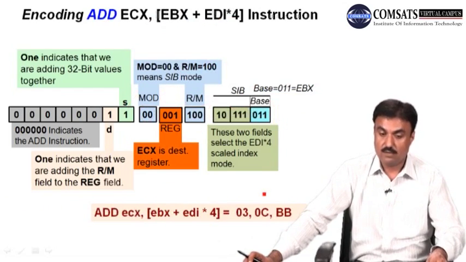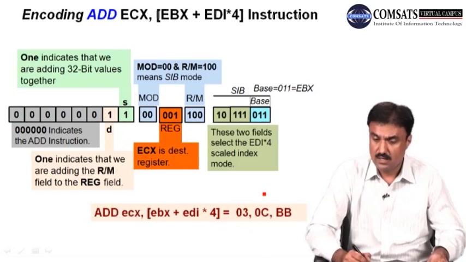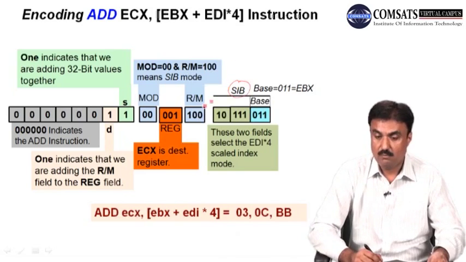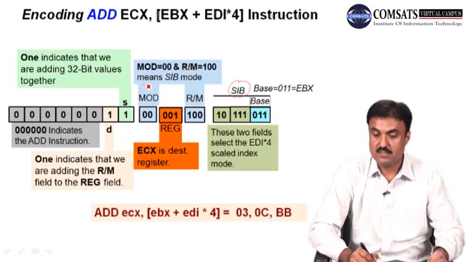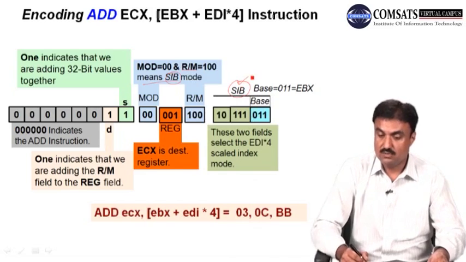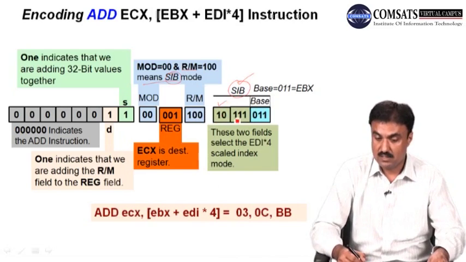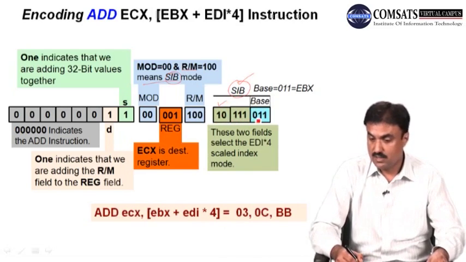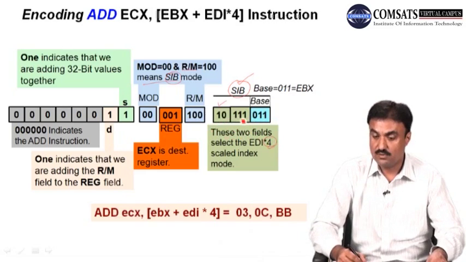And this is another example. Here you can see we have the SIB byte. Mode bit is 0, 0, RM bit is equal to 1, 0. So it means that we are using the SIB mode. So actually now this is used as a SIB mode. This will use the source scale index byte. So scale is 1, 0. 1, 0 is nothing but we are using multiply by 4. EDI is equal to 1, 1, 1, and base is equal to 0, 1, 1.